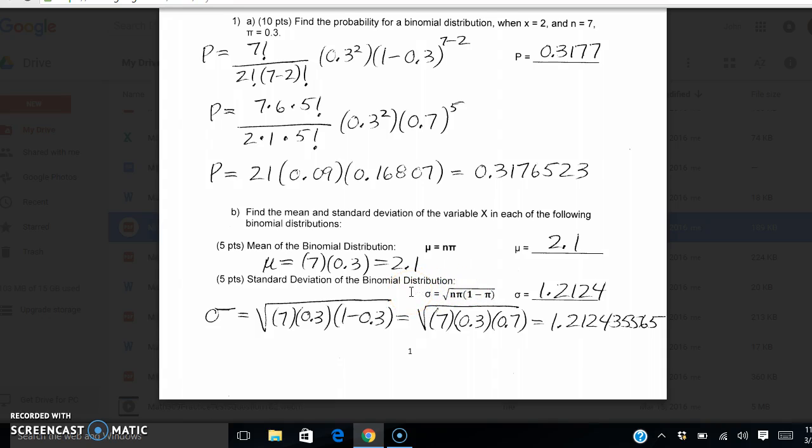The sigma is equal to the square root of n times pi times 1 minus pi. Now the n times pi is 7 times 0.3. The 1 minus pi is 1 minus 0.3. And you can see how I calculate these values in here. Once I get these values inside of the square root sign, then I have to take the square root of that amount. And here we get the 1.2124, etc. And I round off again to the 4th decimal place.